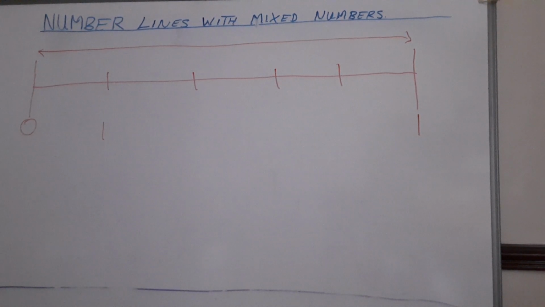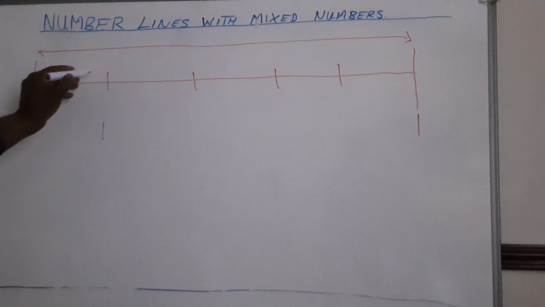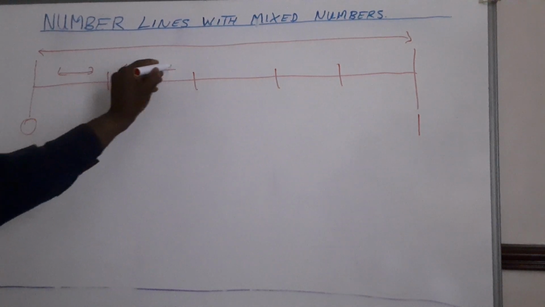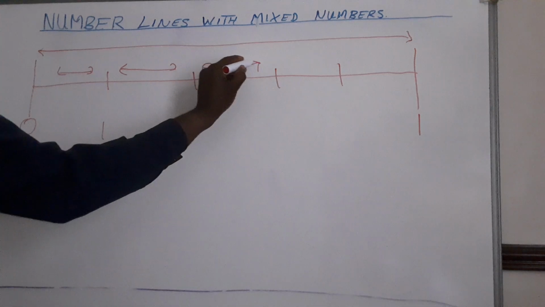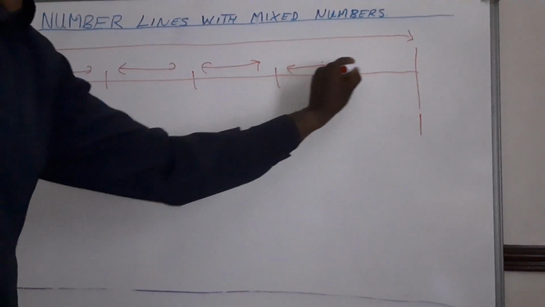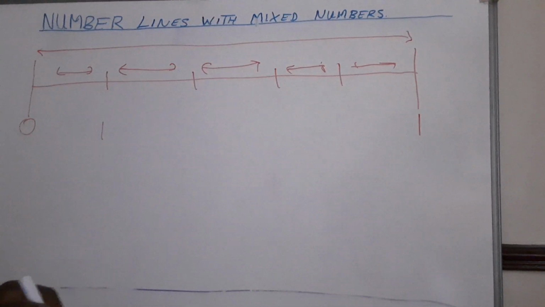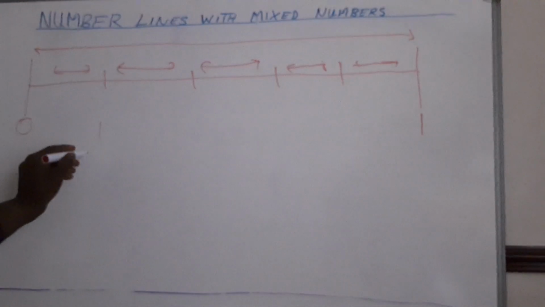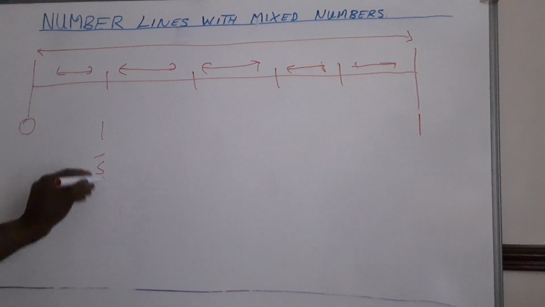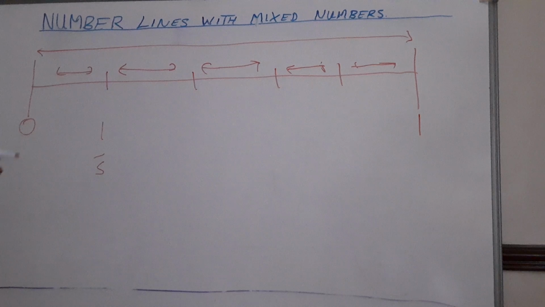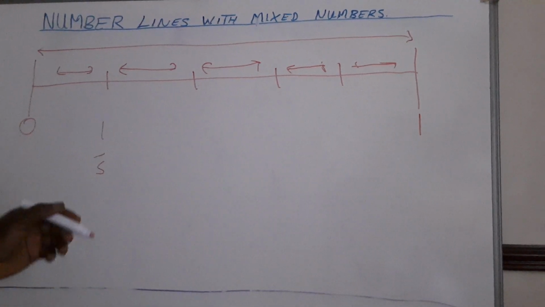And now we have to find the intervals between each line. So we have to count the intervals. So we have 1, 2, 3, 4, 5. So we have 5 intervals. So now we can say that each interval is worth 1/5. So now we can complete our number line.